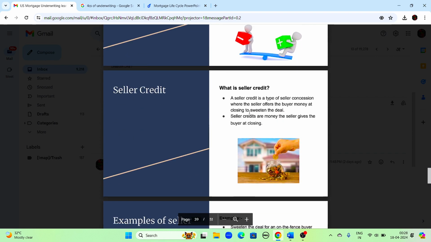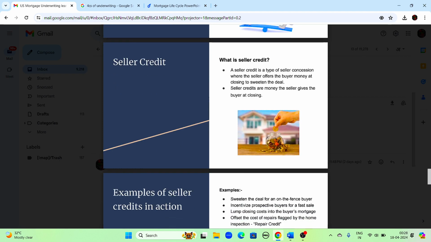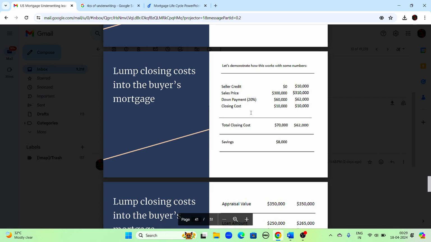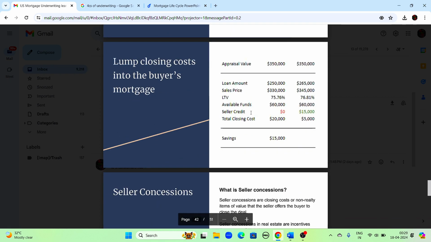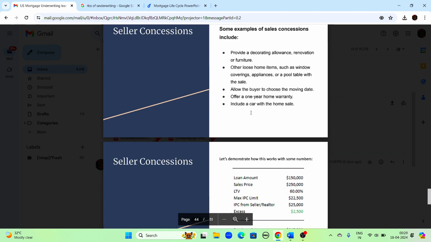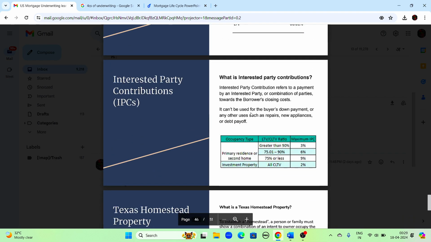What is seller credit? It's a type of seller concession where the seller offers the buyer money at closing to sweeten the deal. The seller credits are money the seller gives the buyer at closing. And let's see about seller concessions have been given.